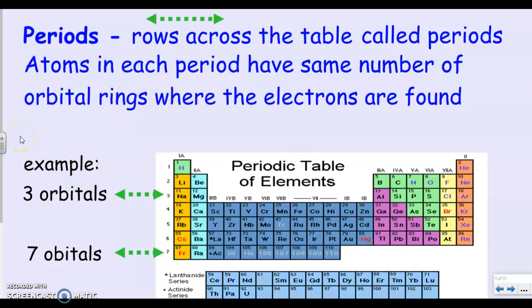Why is it called the periodic table? Well, it's arranged in what we call periods or rows across the table. The atoms in each period have the same number of rings or orbitals where the electrons are found.